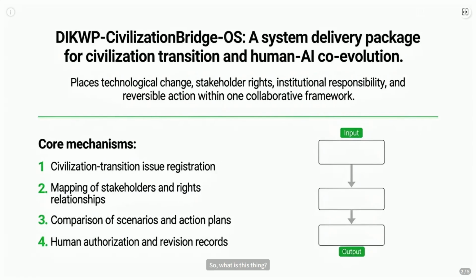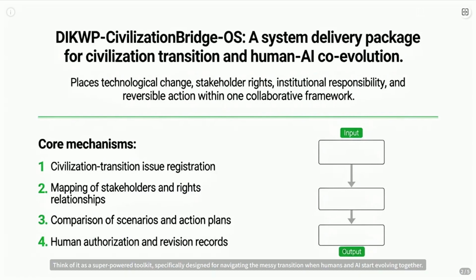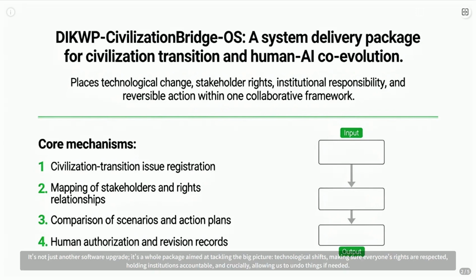So, what is this thing? Think of it as a super-powered toolkit specifically designed for navigating the messy transition when humans and AI start evolving together. It's not just another software upgrade, it's a whole package aimed at tackling the big picture, technological shifts, making sure everyone's rights are respected, holding institutions accountable, and crucially, allowing us to undo things if needed.